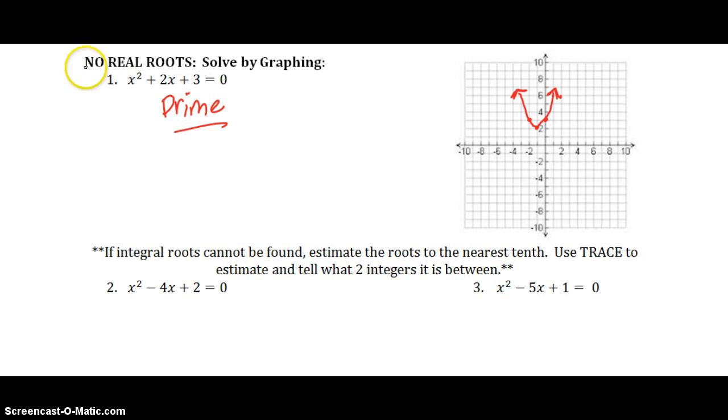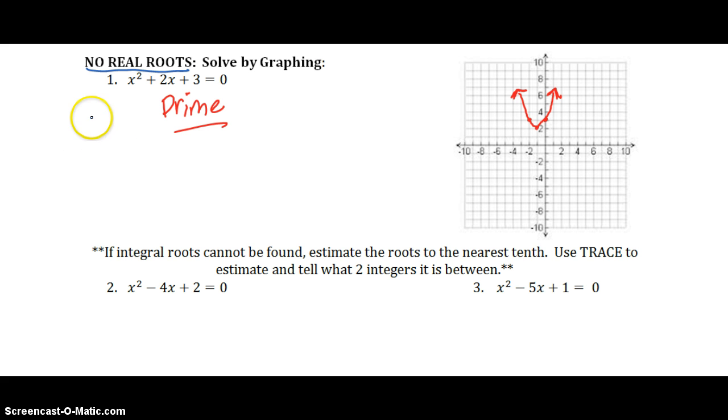And when there is no real root, you know it's prime. It's not factorable. There's no multiples of 3 that'll add to give us 2. When I punch it in my calculator, the rough sketch of that parabola is here. I found the vertex, but just looking at your calculator screen, you can see that it does not pass through the x-axis. So you know that there are no real roots.